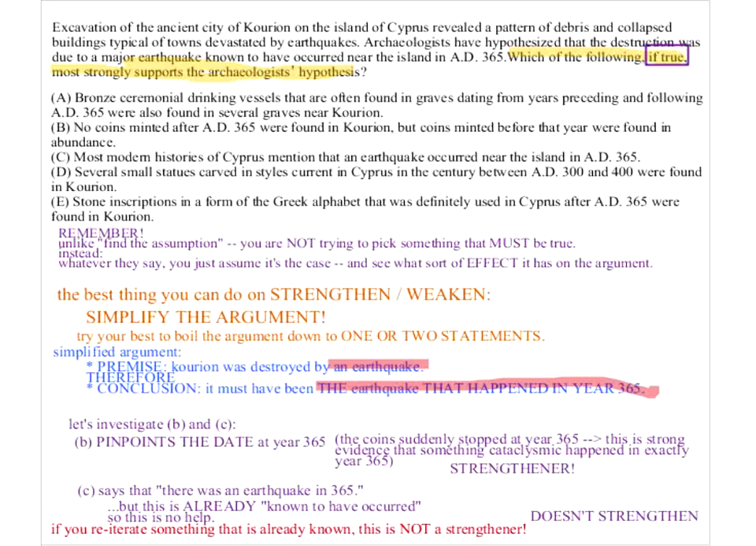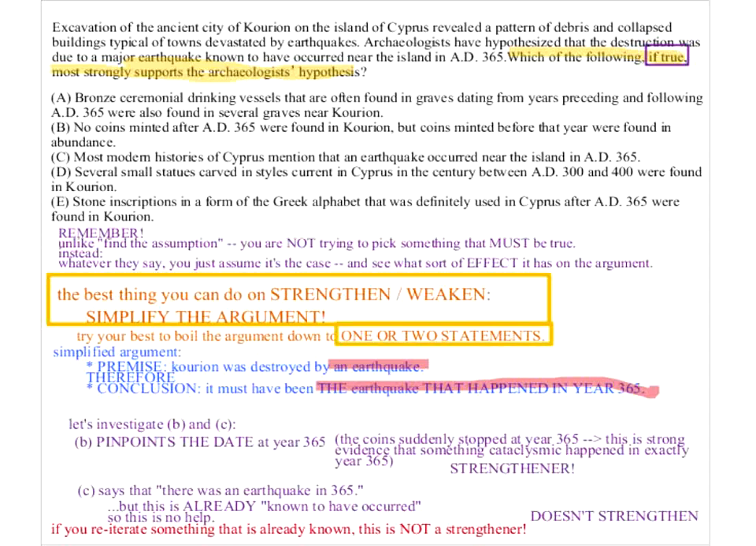But the main takeaway that I want you guys to get from this is our technique here. The best thing you can do for strengthen or weaken problems is simplify the argument. If you can, try to get the argument down to a single line or two. It's not going to be a terribly easy thing to do, but if you can successfully do it, and especially when you see lots of wordiness surrounding these statements, like all this stuff about excavation of the city, you don't really care about excavation. Why are they telling me this? Well, they're telling me this, that's evidence that there was an earthquake. Okay.